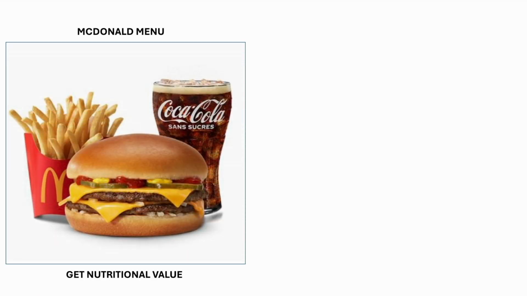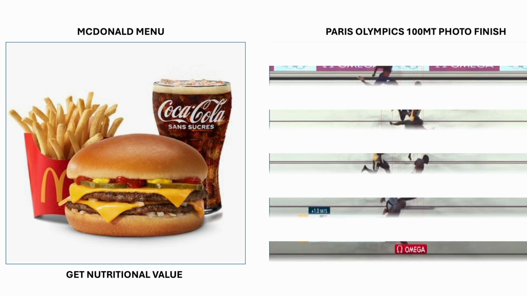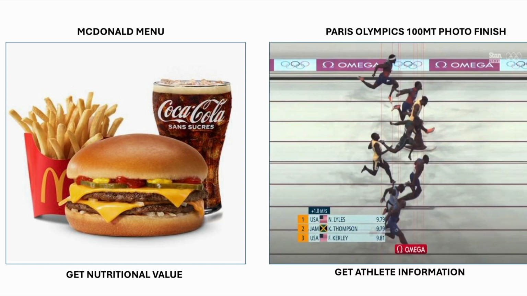In this demo, we will take two images. One is related to the McDonald's menu and the other is related to the Paris Olympics 100 meters photo finish. For the McDonald's image, we would like to get the nutritional value of the different food items. And for the Paris Olympics 100-meter photo, we would like to get the athlete's information.